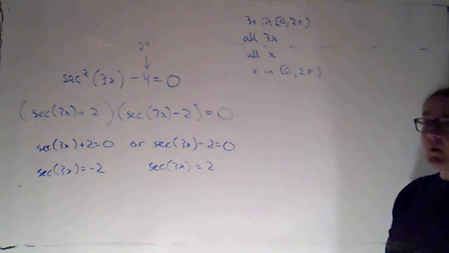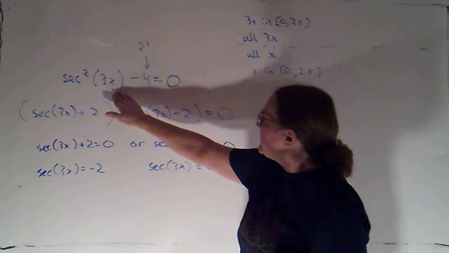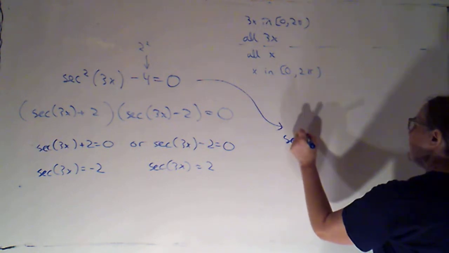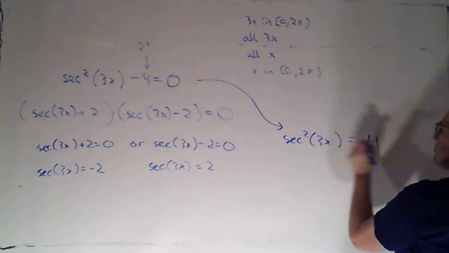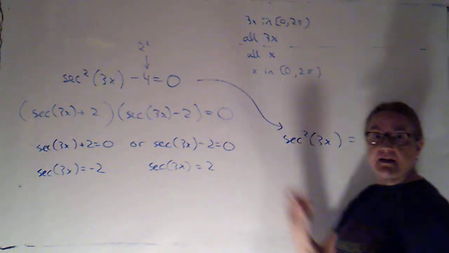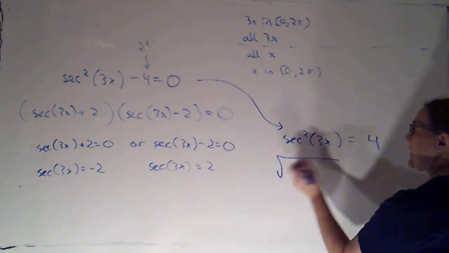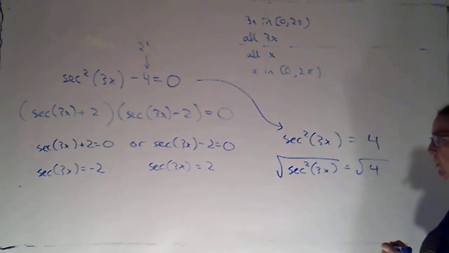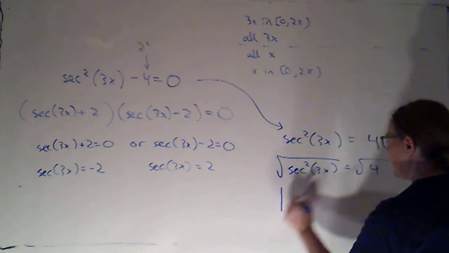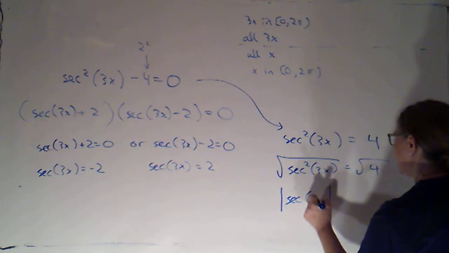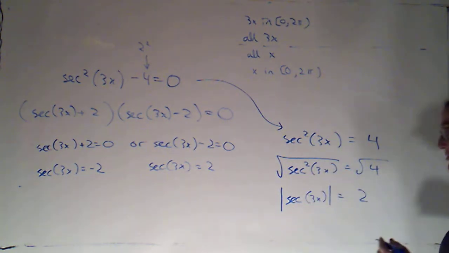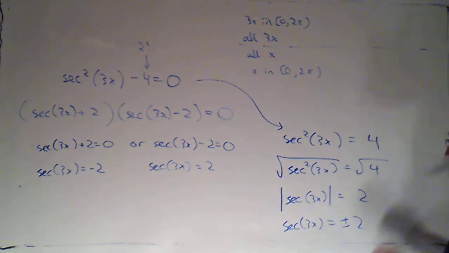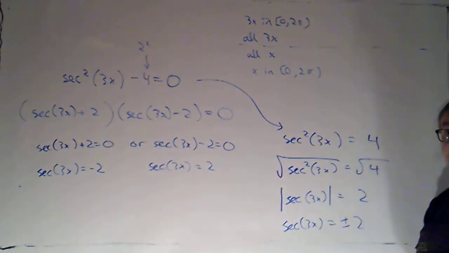I'm going to just show you another way that I could get there, because this just involves the secant squared and a number. So my other option would be to say secant squared of 3x is equal to 4. I could move that 4 over to the other side. And then I could take the square root of both sides. So the square root of secant squared 3x equals the square root of 4. I just need to remember that that's the absolute value of secant 3x. That would equal 2, so that secant of 3x would be plus or minus 2. And I get to the same two options that I got to by factoring.